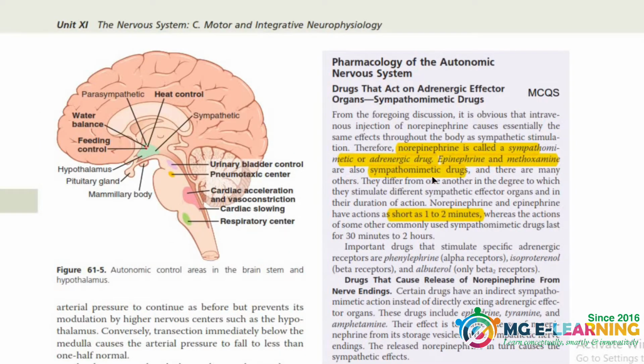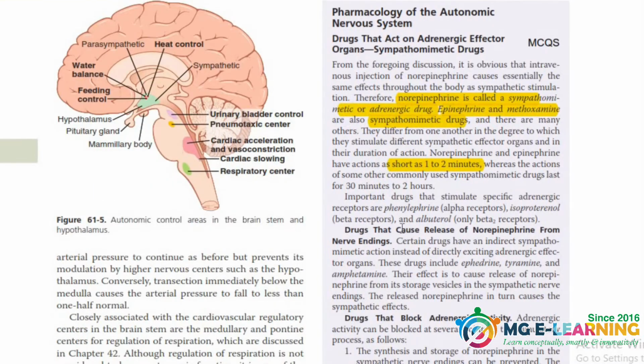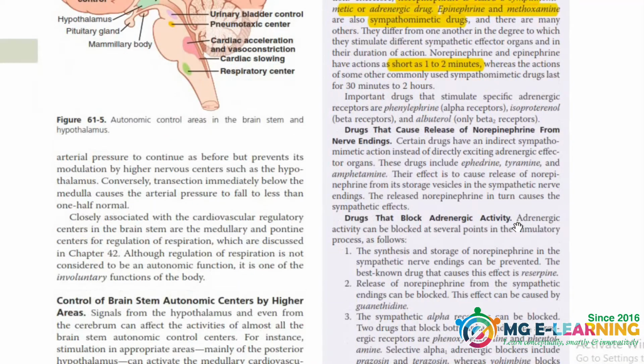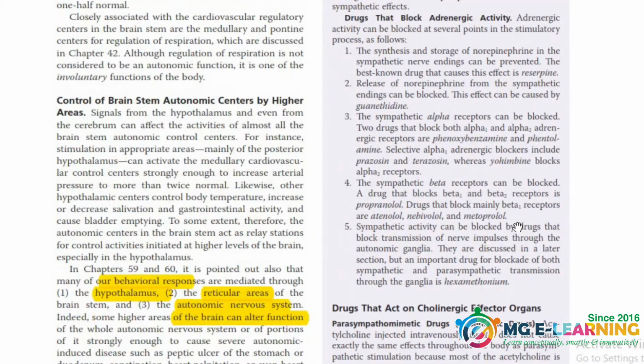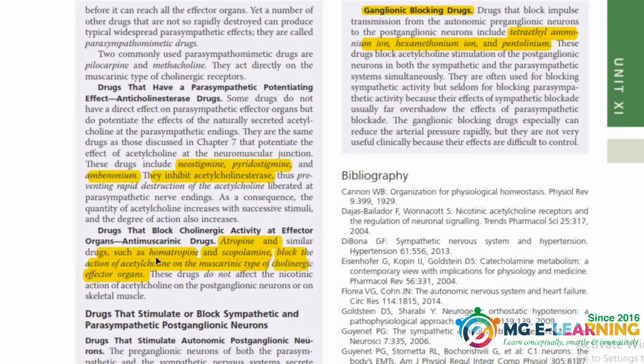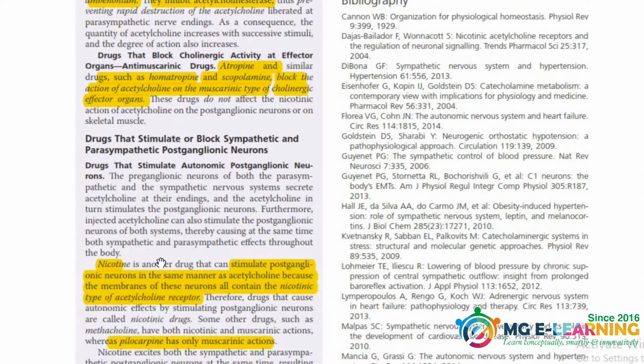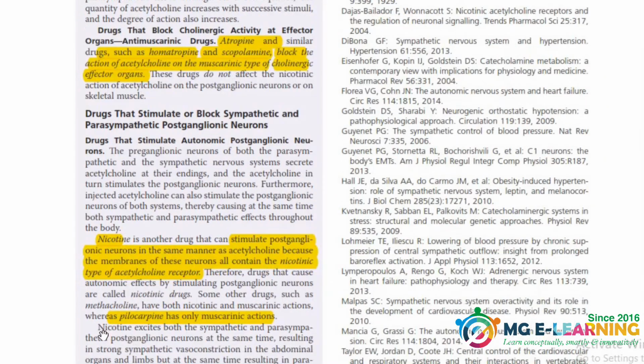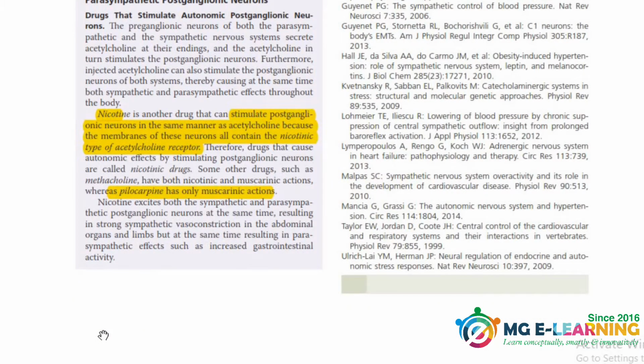Pharmacology of the autonomic nervous system. Some drugs are important for your MCQs, and I have highlighted all those important drugs. Ganglionic blocking drugs, and here are anticholinesterases and antimuscarinic drugs. This is nicotine. So that's all about chapter 61.